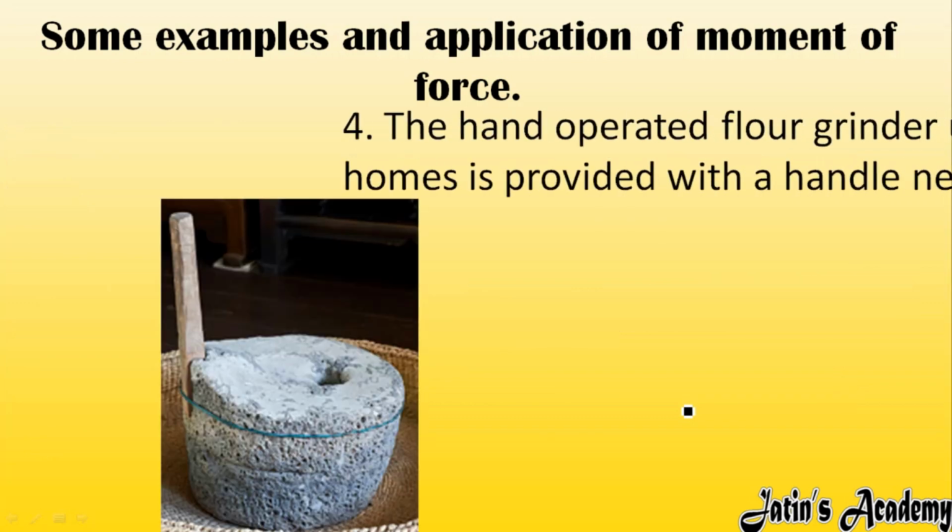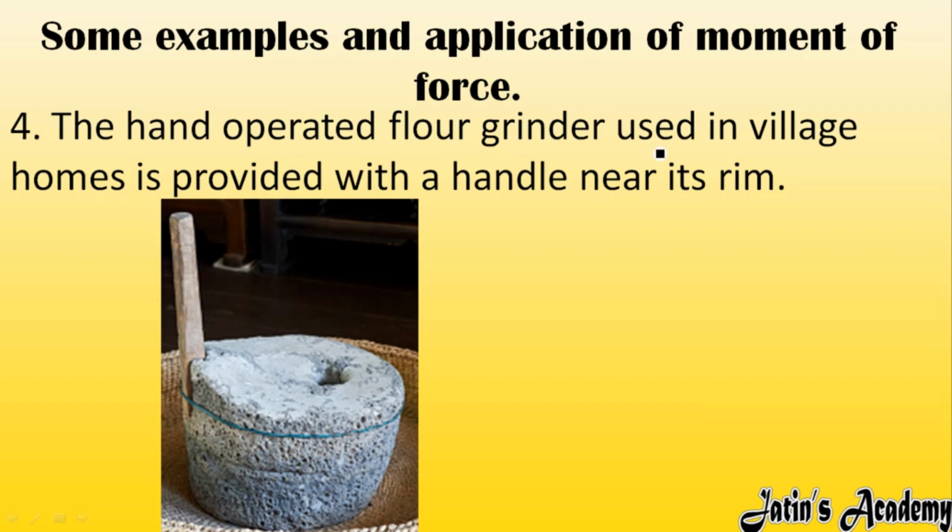Next, the hand-operated floor grinder used in village homes is provided with a handle near its rim. What do we mean by rim? Rim is this rotational part, and at the end of this rotational part we have a handle given on the floor grinder. Why? The handle is given at the maximum possible distance from this fixed, pivoted point, so that there is more perpendicular distance, which means more turning effect, and even by applying less force it can rotate very easily. That is why it is given at the maximum possible distance near the rim. This end point is known as the rim.